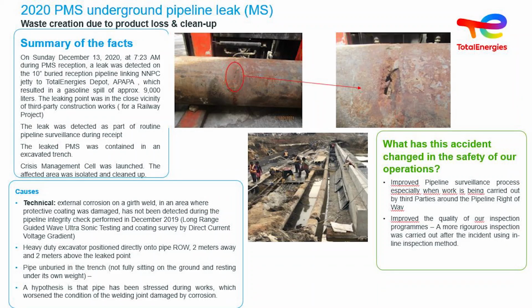And what has this done to us? It has helped us improve the pipeline surveillance process, especially when work is being carried out by third parties around our pipeline right of way. So today we have a more improved process for monitoring third party works around our pipeline. Also, an inline inspection was carried out after this, where 100% of the pipeline was inspected.